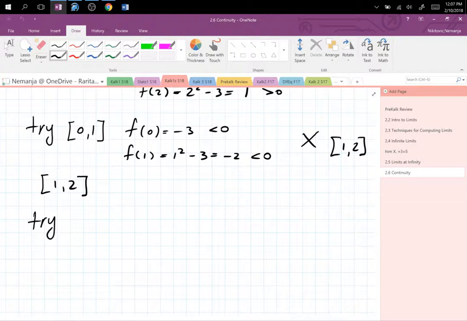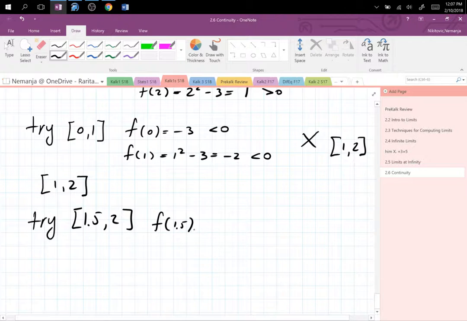Pick one. Which one? 1.5. 1.5 to 2 or 1 to 1.5? 1.5 to 2. Okay, so you want to try 1.5 to 2. Fair. What's f of 1.5? It's 1.5 squared minus 3, and that's going to be 2.25 minus 3. That's less than 0. I don't care how much it is. It's less than 0. It's obviously negative 0.75, but who cares?